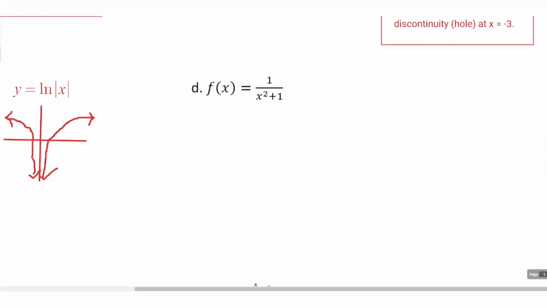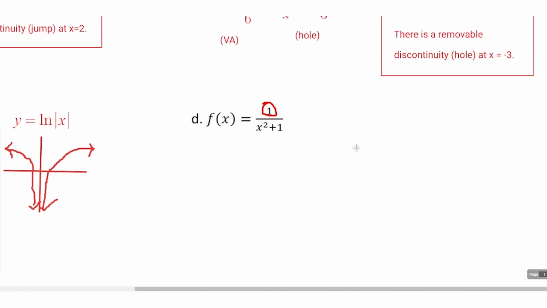All right, so looking at 1D here, we see right away we've got a 1 in the numerator. So that means that we're not going to be able to have any holes here. There's not going to be any removable discontinuities in this function. So we're really just looking for those non-removable discontinuities or those vertical asymptotes. So I'm going to set the denominator equal to 0 here and solve it. And hopefully you're going to see real quick that we're not going to get any real solution here.